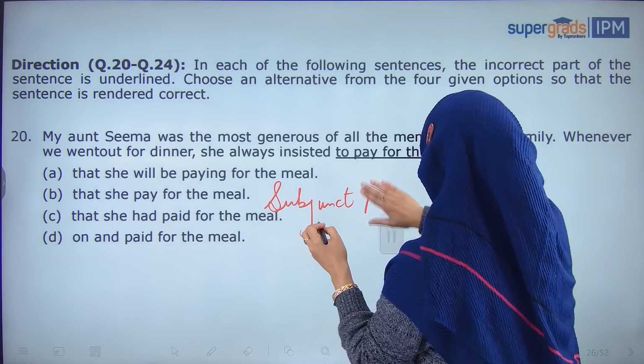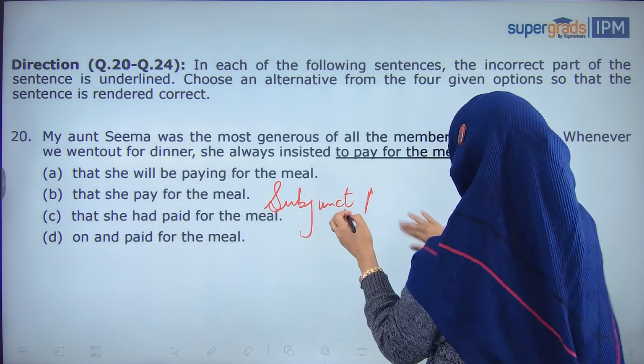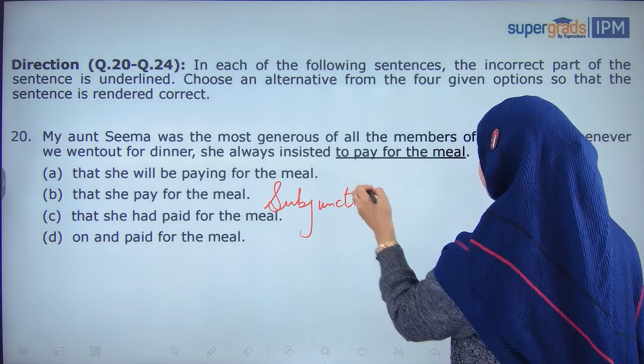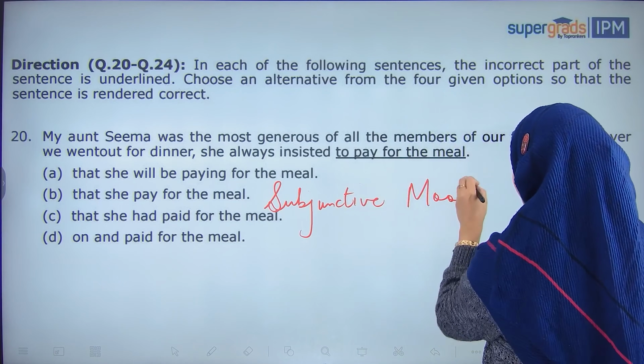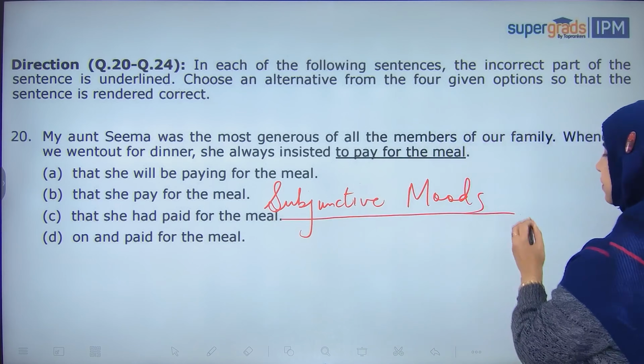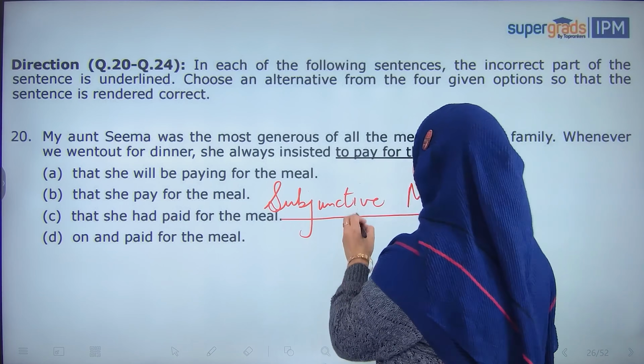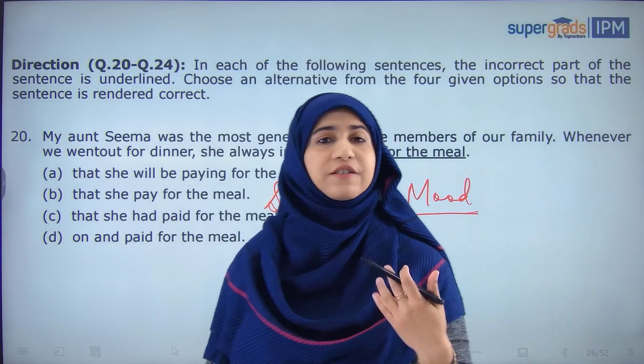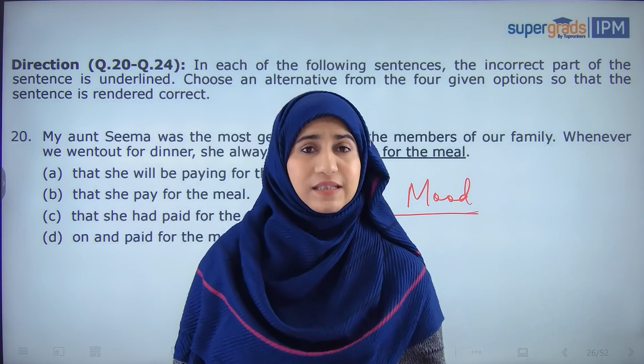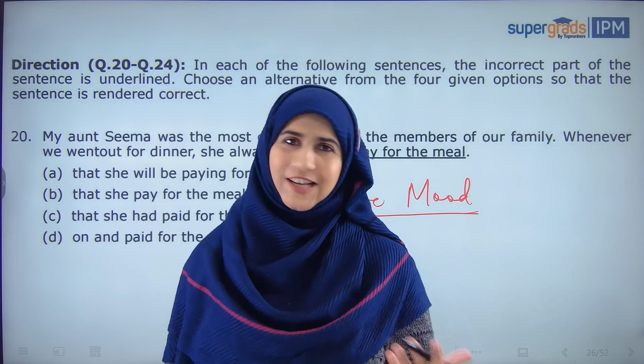moods, right? Well, coming to this subjunctive mood, it normally tells you about hypothetical conditions or some wishes, commands, or suggestions.